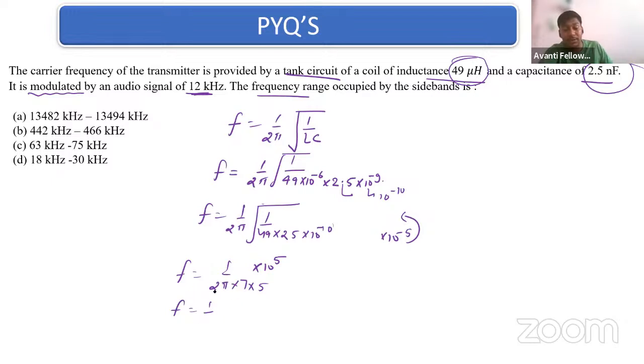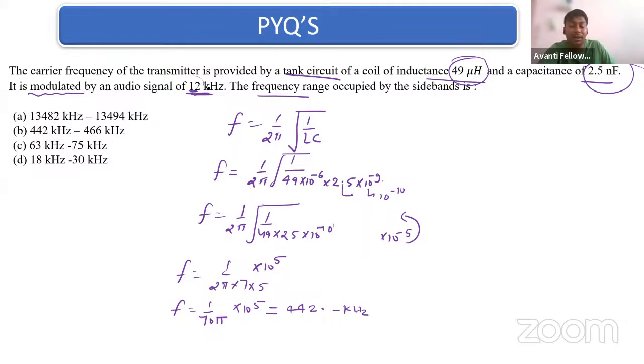35, and twice 75. When you solve this, then you will get the answer as 42 point something kilowatts. Okay, now what we need to do here, we need to find this also, 12 kilohertz.